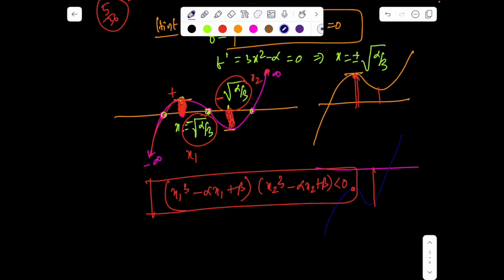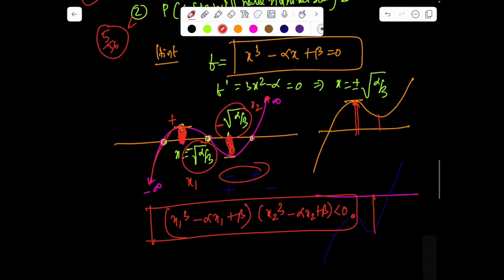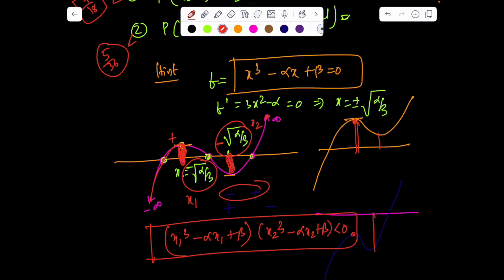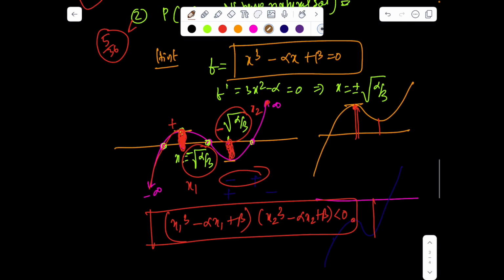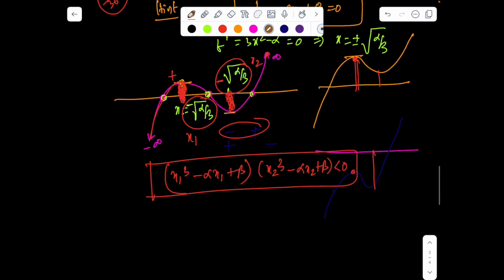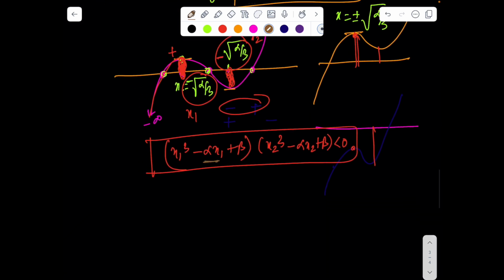Now again you might say, sir, a negative product could be plus or minus or minus or plus, but of course minus and plus is automatically rejected, because for the lower value you must have a positive answer. Now if you put the value of x1, so x1 is minus root alpha by 3, and then put this, you'll get a relation. It's also not very difficult to see, like we have a square minus b square form.